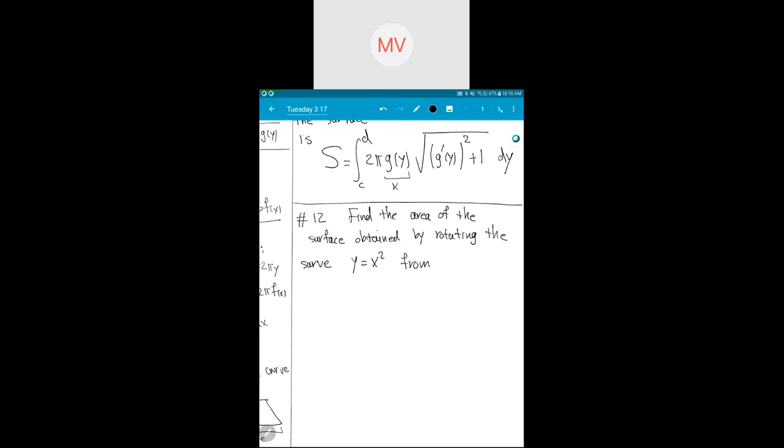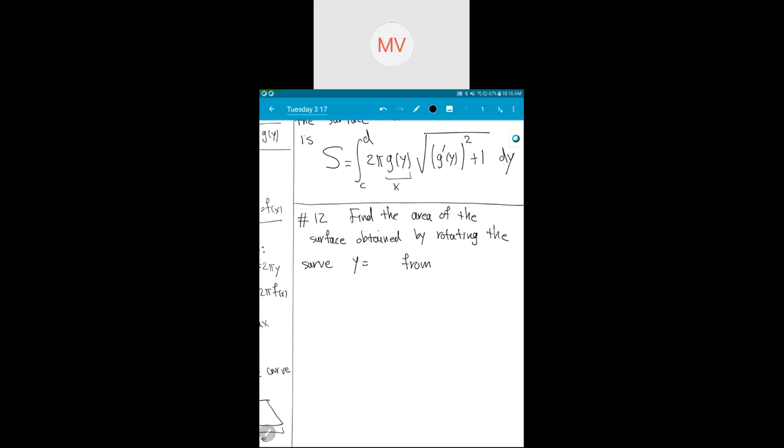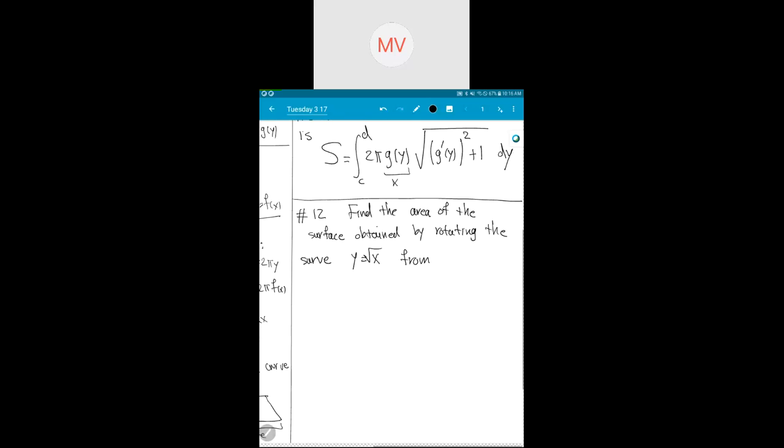Actually, this is not the one we did. We did root x, so root x was the one of the integration. So root x, yeah, that one is better. X between 0 and 4 around the x-axis. Okay. By the way, it's not problem, oh, it's problem 60.